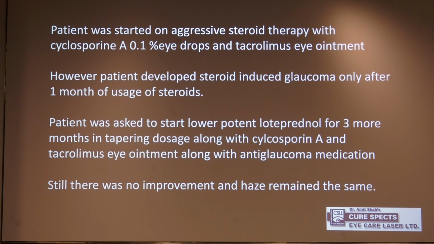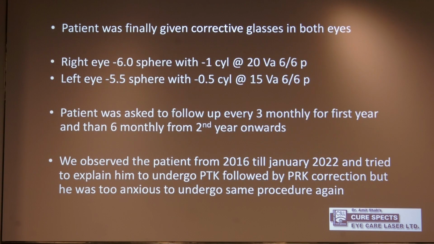So the next thing which came to mind was whether I should go for PTK, first clear out the epithelial hyperplasia, then treat the patient's refractive error. The patient was quite skeptical. He was absolutely anxious, nervous. We didn't know what to do. So I just gave the patient glasses, and this is what I gave. The patient was asked to follow up every 3 months because I was slightly concerned whether the patient could develop ectasia, seeing that inferior steepening. And we waited for almost 5 years and tried to explain to him to undergo this PTK followed by PRK, but he was absolutely not ready.